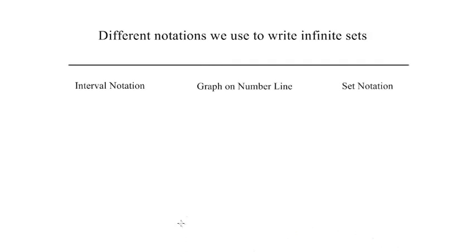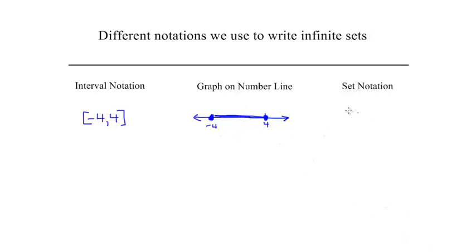Let me start by categorizing these notations into 3 types: interval notation, graph on a number line, and set notation. Let's now consider a specific set of infinite points. Let's consider the interval of all numbers from -4 to +4. This would be the interval notation for that set. If we were to express this same set on the number line, we would graph and shade all the points that are in between -4 and +4, including, and that's why I'm darkening in those endpoints, including the values -4 and 4.